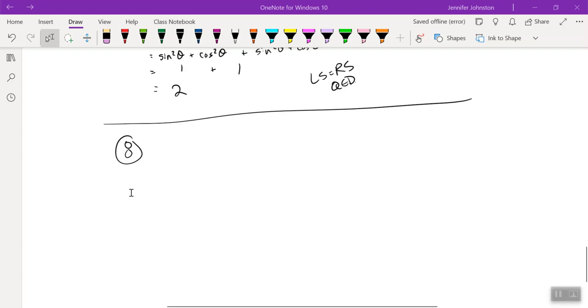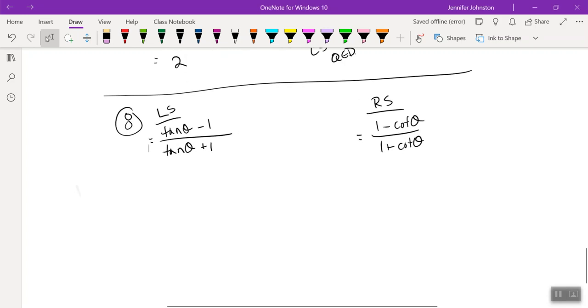Alright, this is the second video. We're looking at questions 8 through 10. Here it looks like we're going to have to work on both of these sides. They both look like they're not in terms of sine and cos, so let's go ahead and check this out.